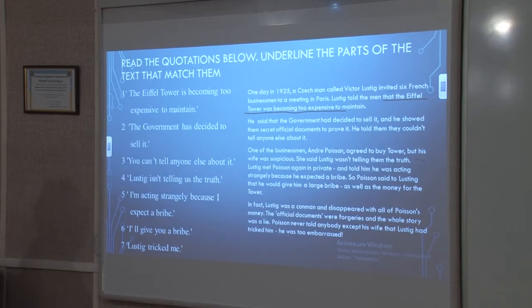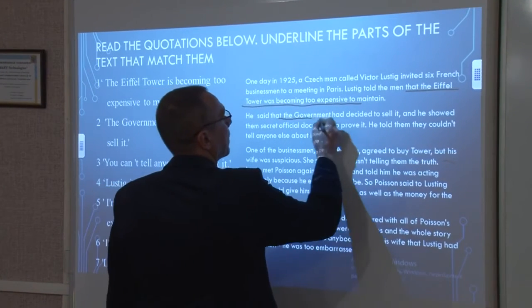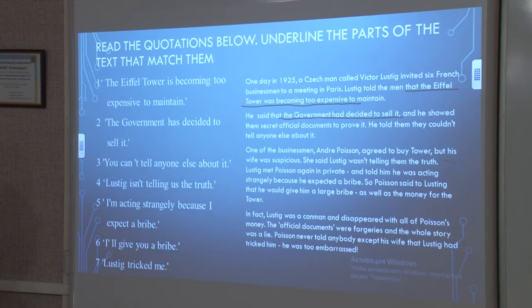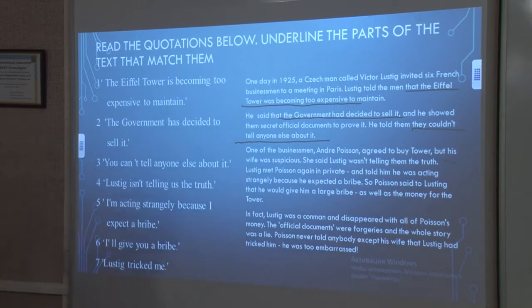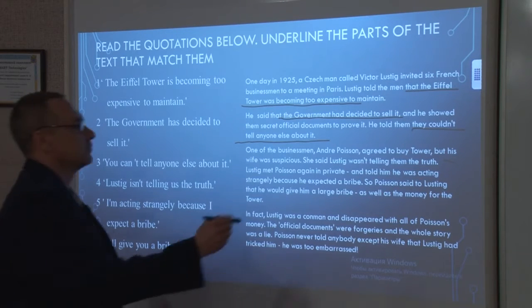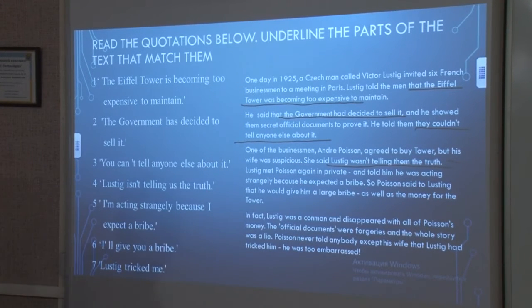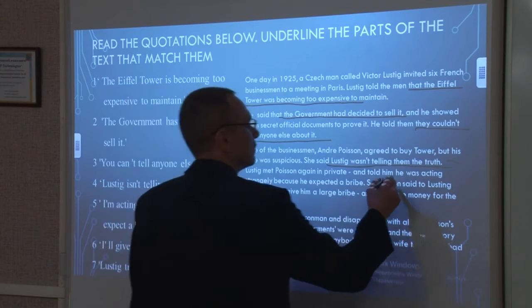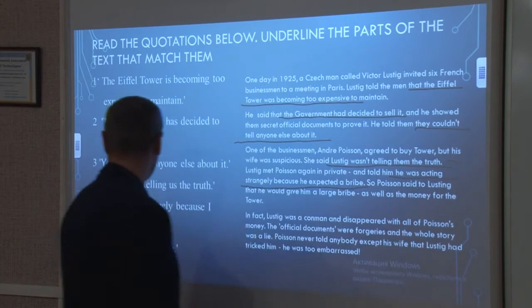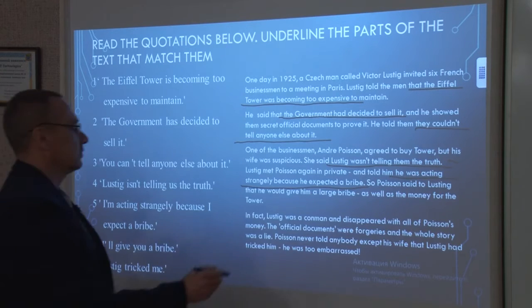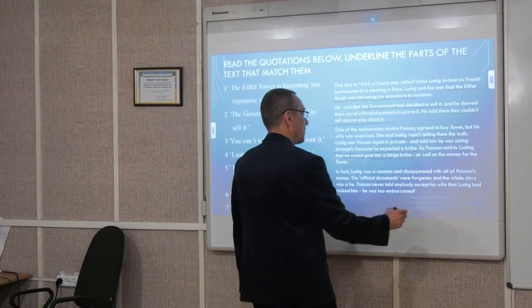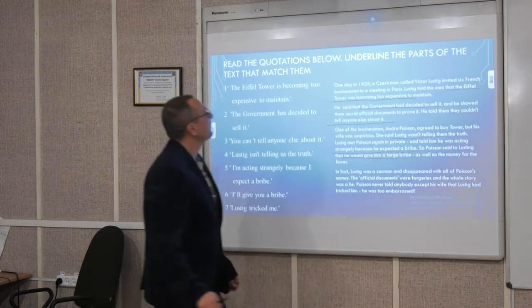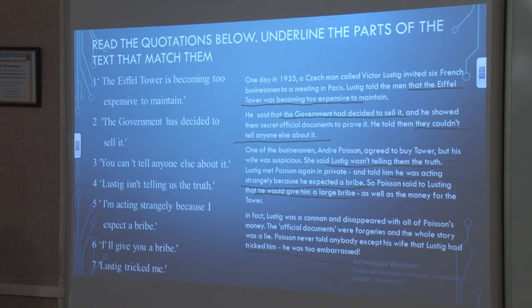The second quotation, "The government has decided to sell it." Number 3, you can't tell anyone else about it. Lustig isn't telling us the truth. Number 5, I'm acting strangely because I expect a bribe. Number 6, I'll give you a bribe. And the last one, Lustig tricked me. So we found all the parts of the text that match our quotations.